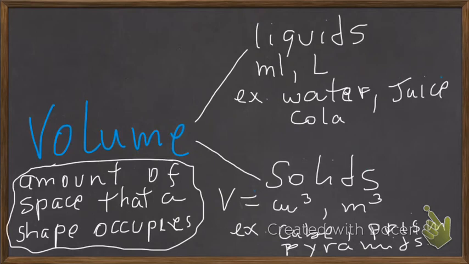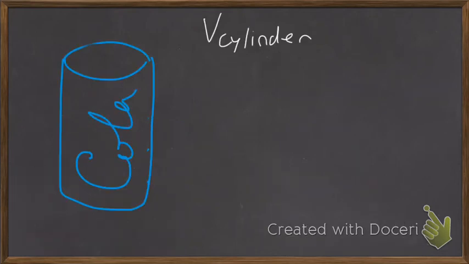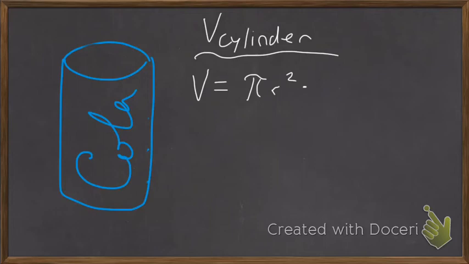Alrighty, let's get back to our cylinder. Now, the volume of a cylinder is going to be a little strange. It's going to seem like a really long equation, but it's not really. Volume of a cylinder is equal to pi r squared times height. Pi r squared, I think we've seen that before.